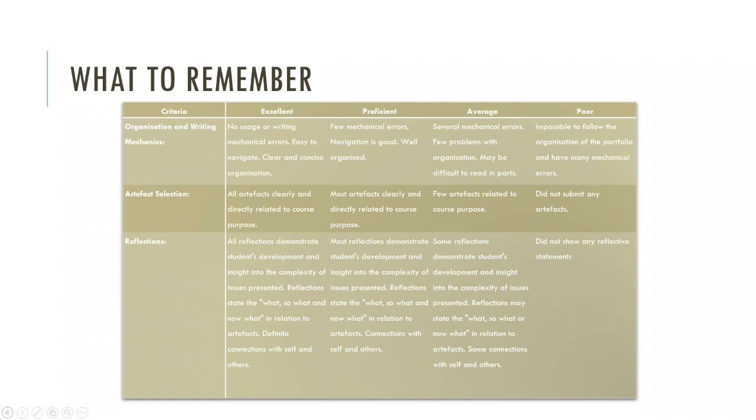This is why it's so important that you go back to your tutorial letter and have a look at the rubric, because what we want to see, for example, if we are looking at reflections and excellence as a proficiency band, is reflections that state what, so what, and now what in relation to these artifacts. There are definite connections that we can see, not only to ourselves and how we have learned, but also extrapolating this to others, as opposed to very poor, where there are no reflective statements in terms of any of these things.